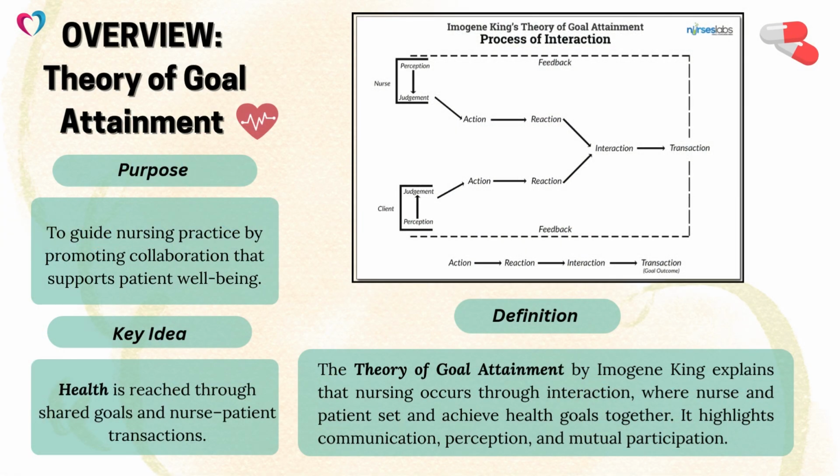Imogene King, a renowned nursing theorist, introduced the theory of goal attainment, which emphasizes nurse-patient collaboration through mutual goal setting and achievement. This theory highlights how therapeutic relationships can enhance patient outcomes and overall well-being. At its core is the dynamic interpersonal relationship where nurses and patients work together to establish health-related goals within three interacting systems: the personal, interpersonal, and social systems.